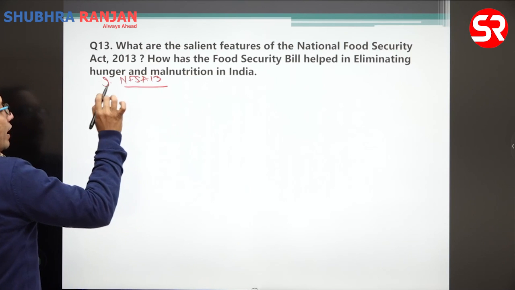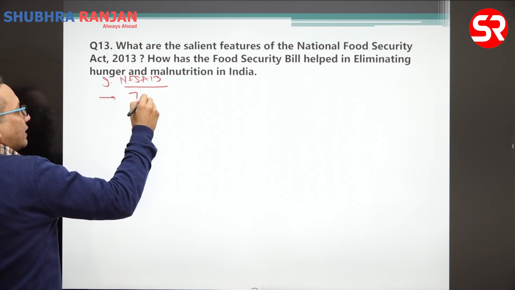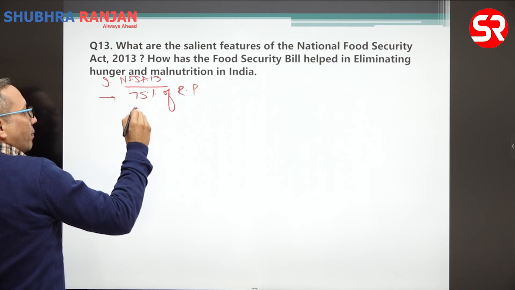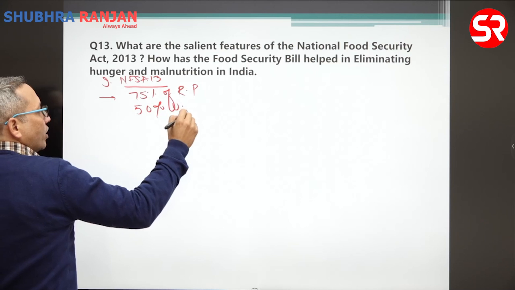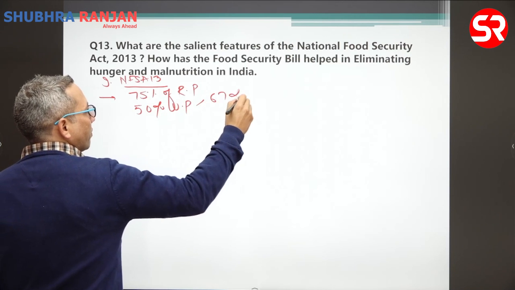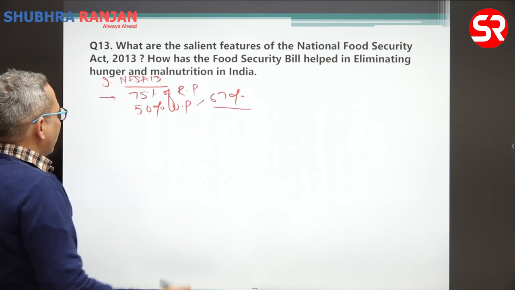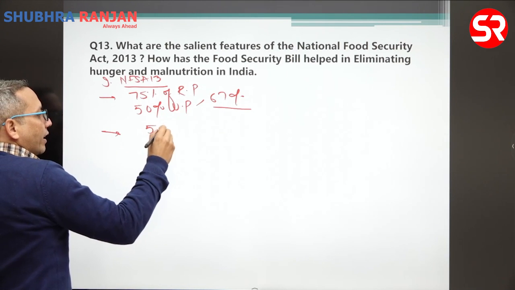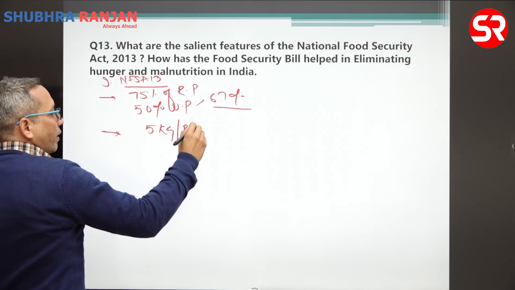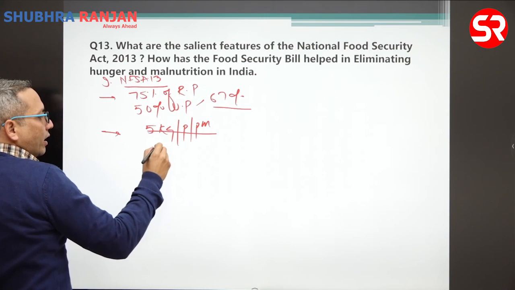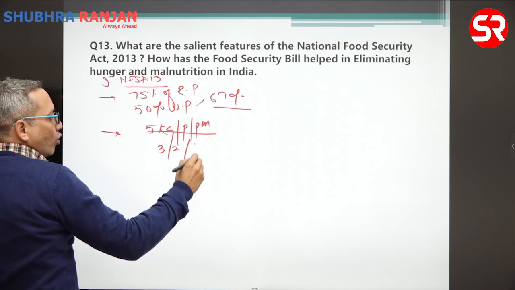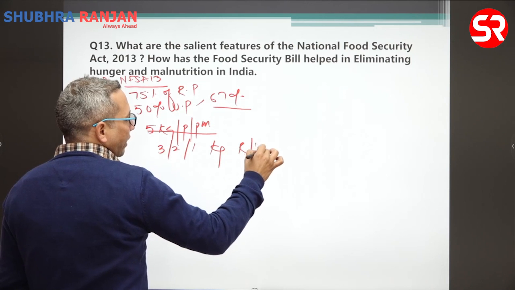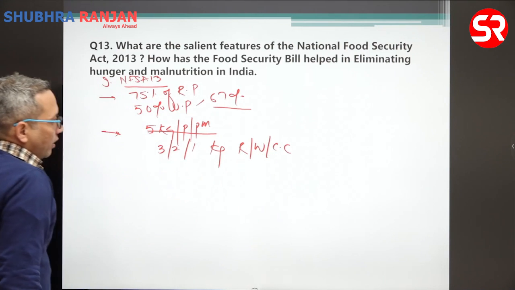First is that National Food Security Act would be covering 75% of rural population and 50% of urban population. In short, it will be covering 67% of Indian population. Second, it would be providing food grains at 5 kg per person per month. And food grains will be provided at 3 rupees, 2 rupees, 1 rupee per kg for rice, wheat and coarse cereals.